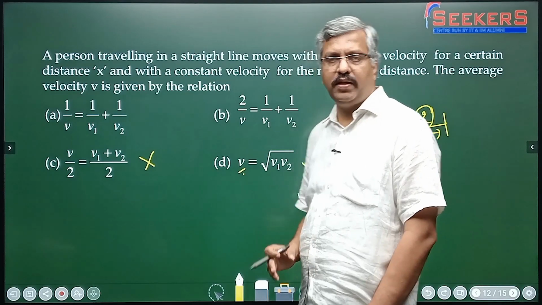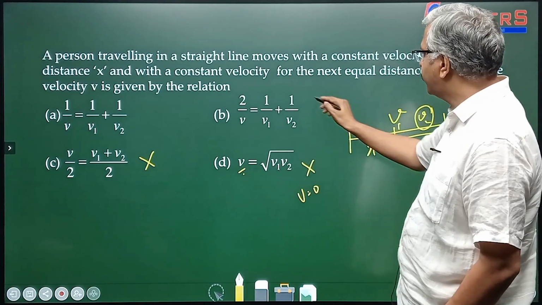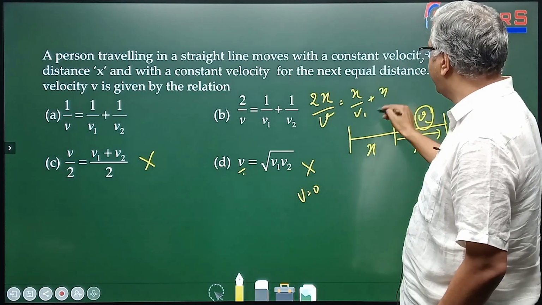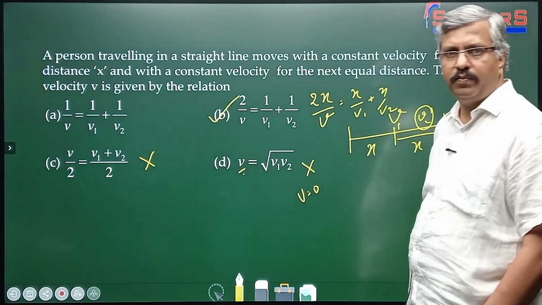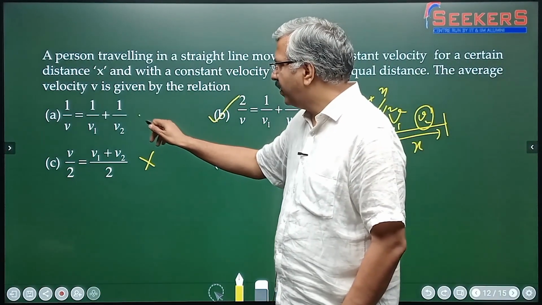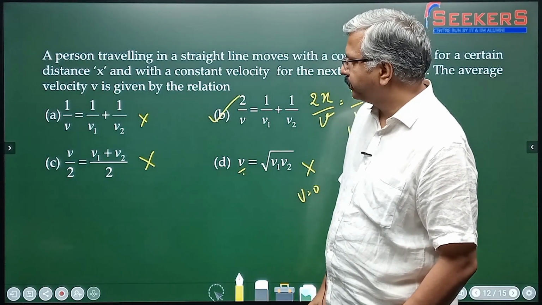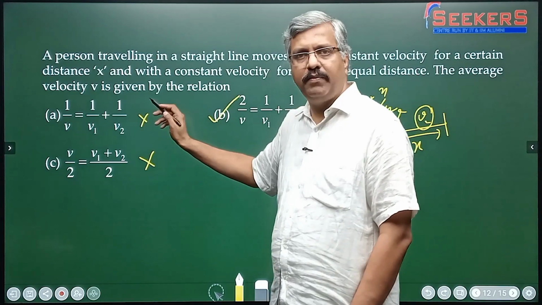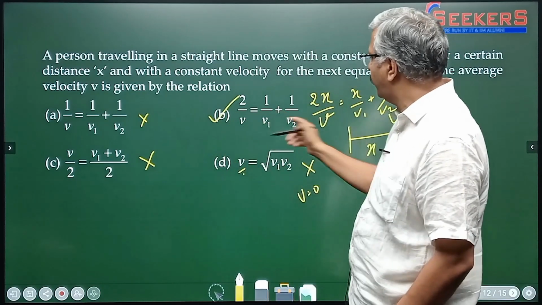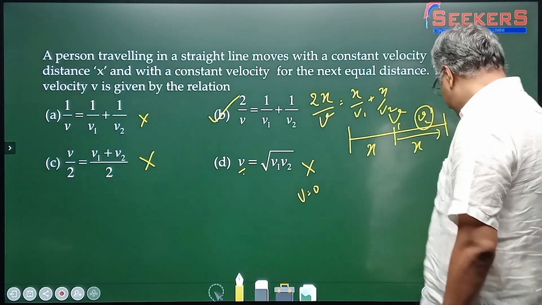Now we have to understand what average velocity is. Average velocity is total distance by time. Now what is the total distance? 2x. So 2x by v is equal to x by v1 plus x by v2. So this is going to be your answer. Understand? You can also logically say that the other option cannot be your answer. Suppose v2 is a very high number. Forget it, this logic is good enough. 2x by v is equal to x by v1 plus x by v2. So from there you can say this is going to be your answer.